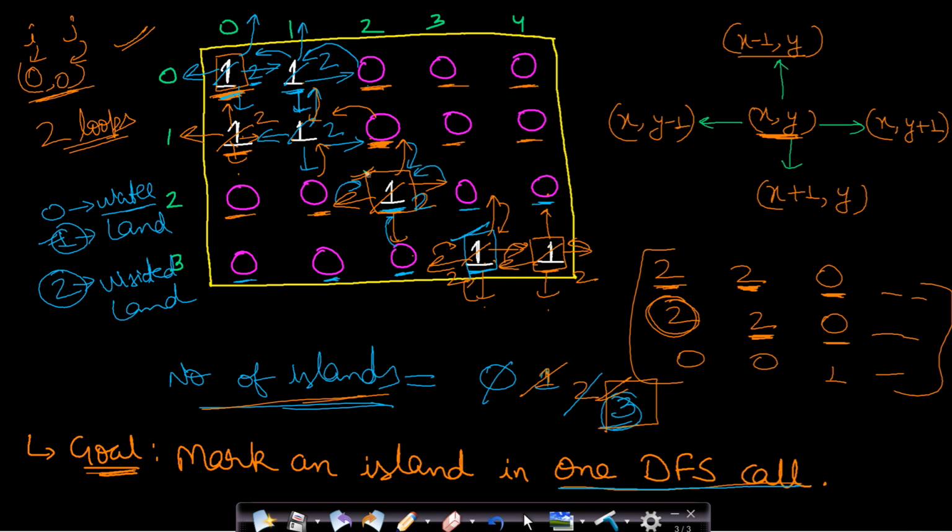So I hope you understood this simple DFS approach. What is the time complexity of this approach? The time complexity is order of n only, because in the worst case we are traversing a single given cell 2 times.